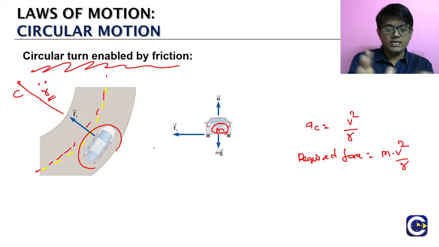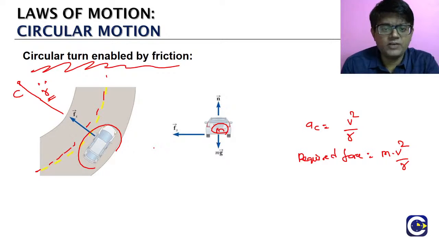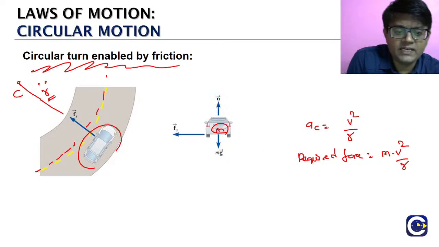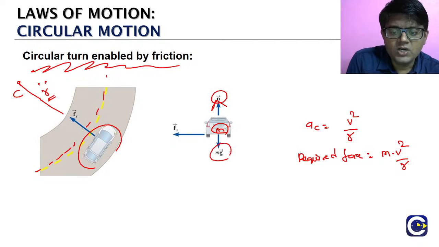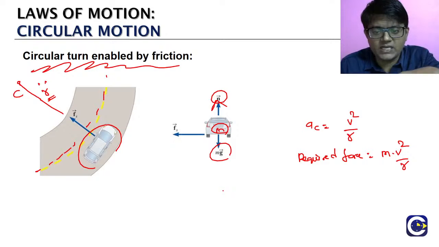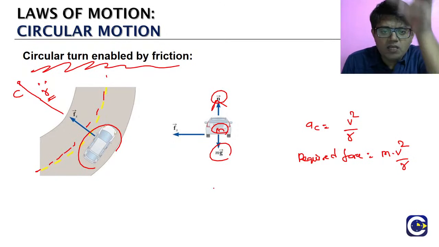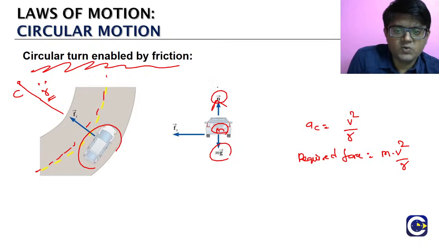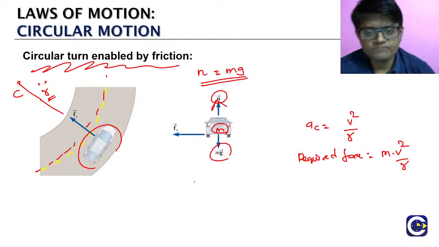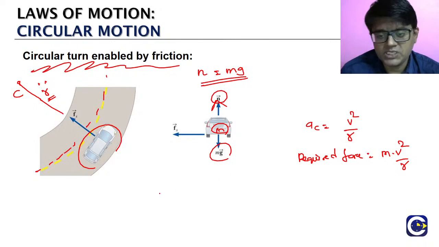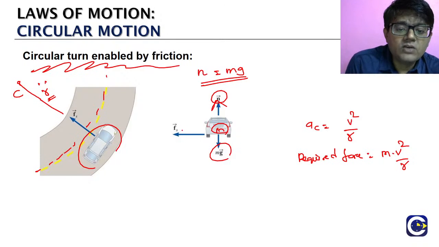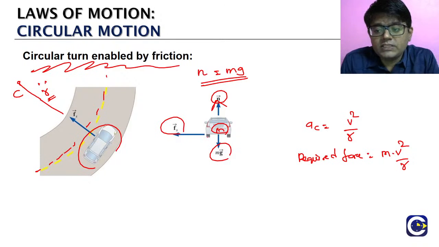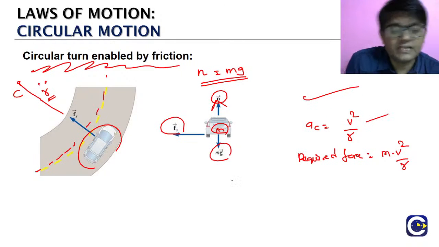If you look at the side view, like a free body diagram of the car, what will be the upward force? It will have a normal reaction. Downward, there will be the weight of the car. When you take a turn on a horizontal road, vertical motion will not be there for the car, which means what? The normal reaction is equal to mg. Normal reaction will be equal to mg.